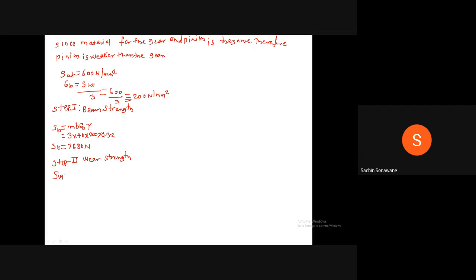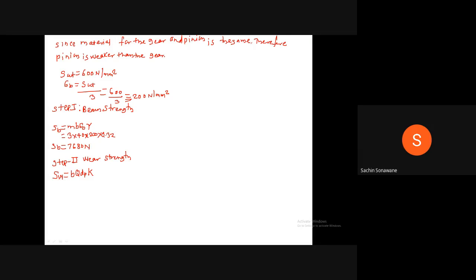SW is equal to B into Q into DP, where DP means pitch circle diameter of pinion, into K. This B value we know, and these three values we do not know: Q, DP and K. But we know their formulas.